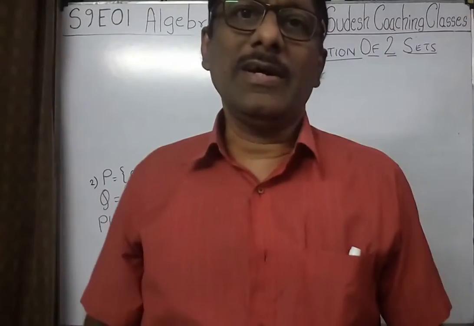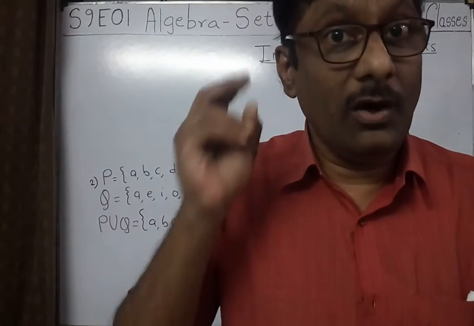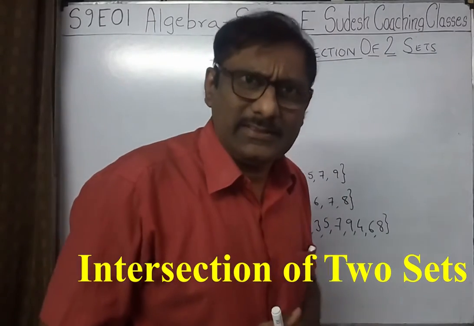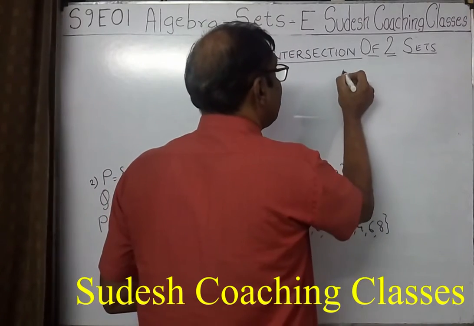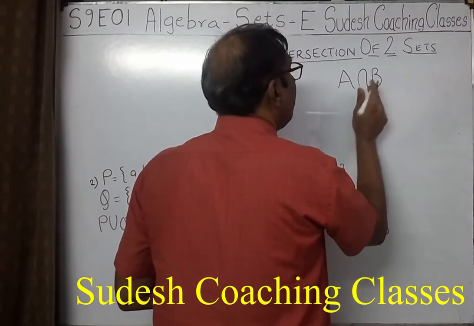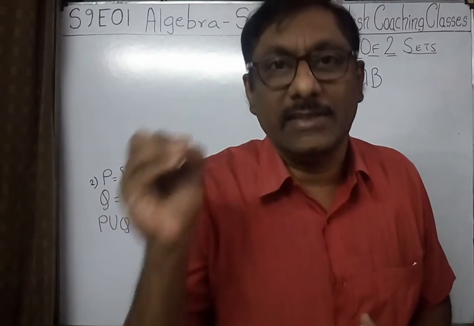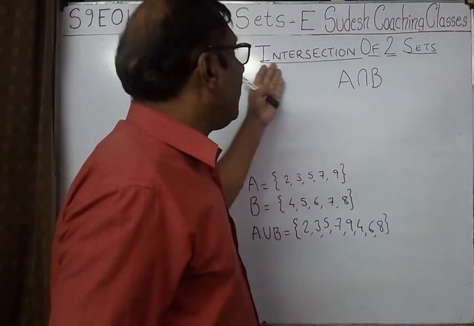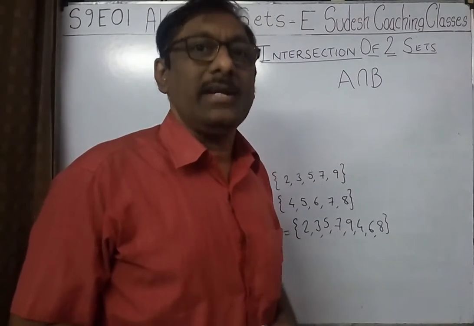Good. Okay, students, now to the second important part, intersection of two sets. Here it is. The intersection of any two sets is denoted by the symbol like this. A ∩ B. What does this inverted U say? It is said as intersection. A intersection B, and written like this. Let us read the definition.